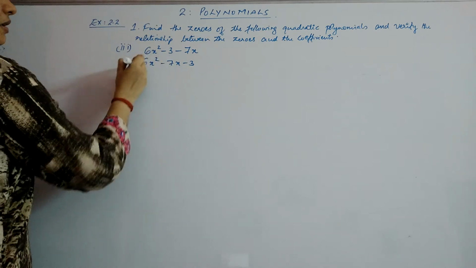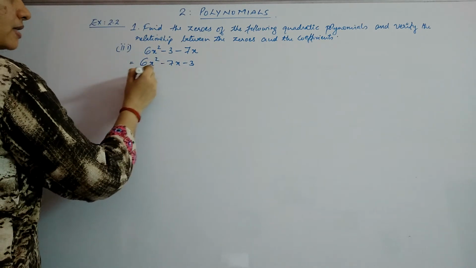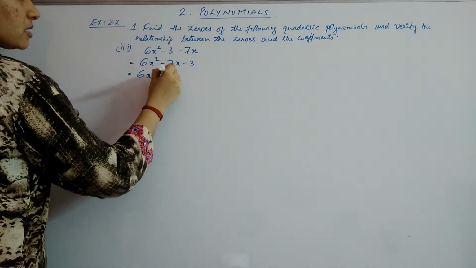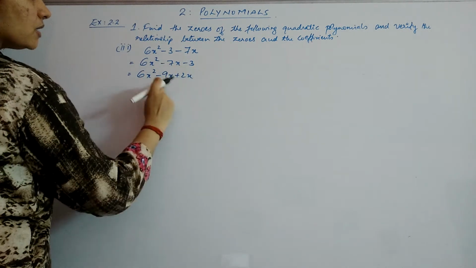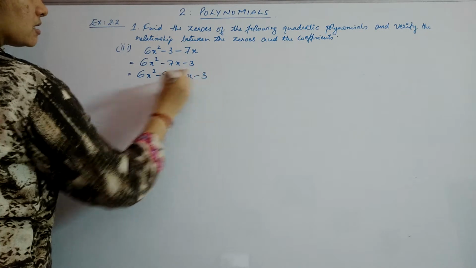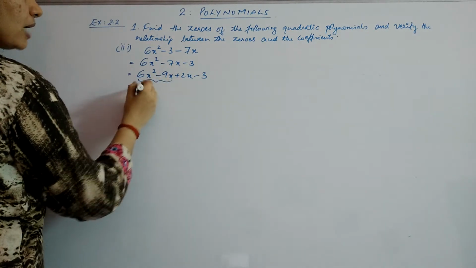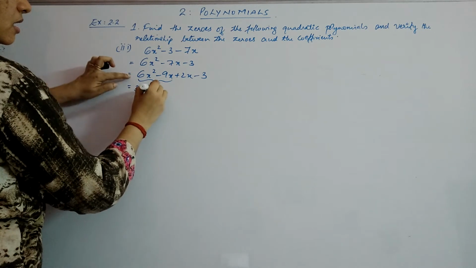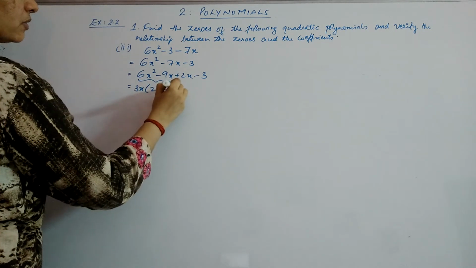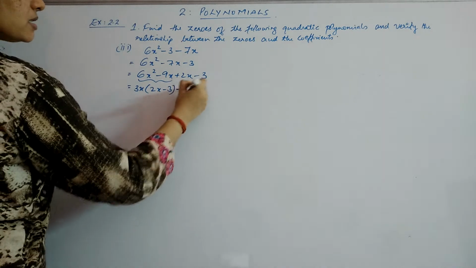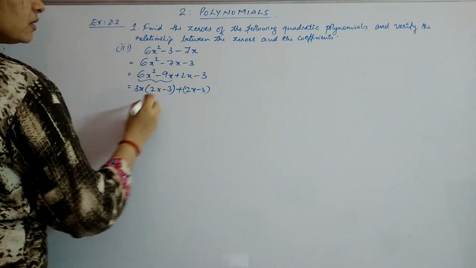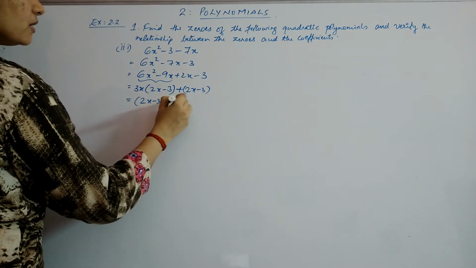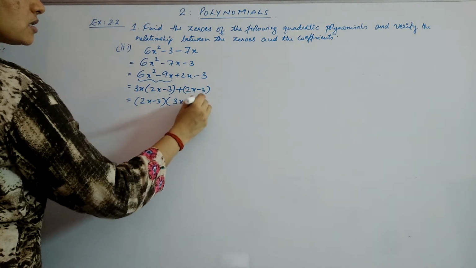Now this minus 7x can be broken and written as, that is a middle term splitting, minus 9x plus 2x will give you minus 7x, minus 3. Now these two have something in common, which is 3x. Remaining is, here you have 2x, here you have 3. Plus this is again 2x minus 3. So 2x minus 3 is in common for both the terms, and remaining will give you 3x plus, nothing means it is 1.